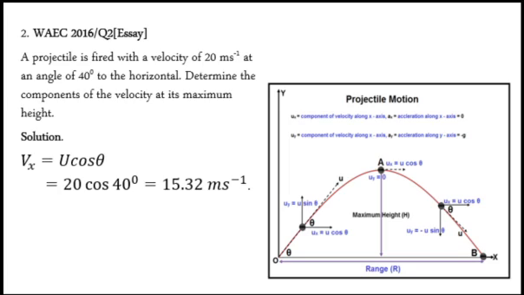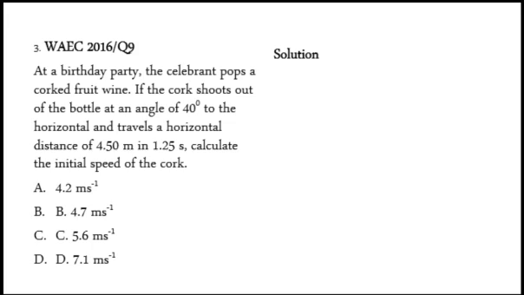Right. Number 3 is coming from WAEC 2016 question 9. This is objective. Okay, we have that at a birthday party, the celebrant pops a corked fruit wine. If the cork shoots out of the bottle at an angle of 40 degrees to the horizontal and travels a horizontal distance of 4.5 meters in 1.25 seconds, calculate the initial speed of the cork. So this value given to you is your range, and this is the time of flight.